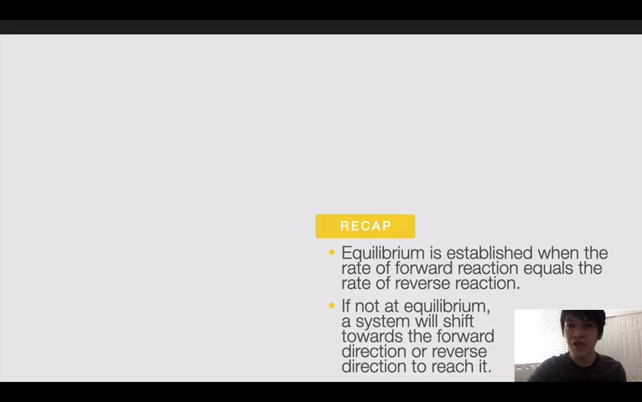I want to go over a very quick recap on one idea about chemical equilibriums before we talk about Le Chatelier's principle. We should already know that a chemical equilibrium is established when the rate of the forward reaction equals the rate of the reverse reaction. Also, if a system is not at equilibrium, then the system will shift towards either the forward direction or the reverse direction in order for it to reach chemical equilibrium.